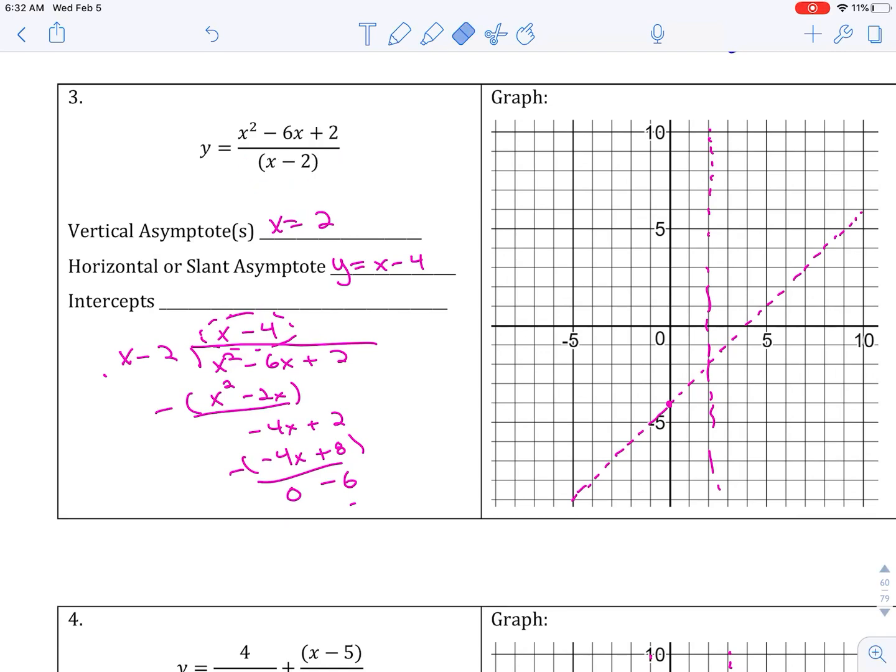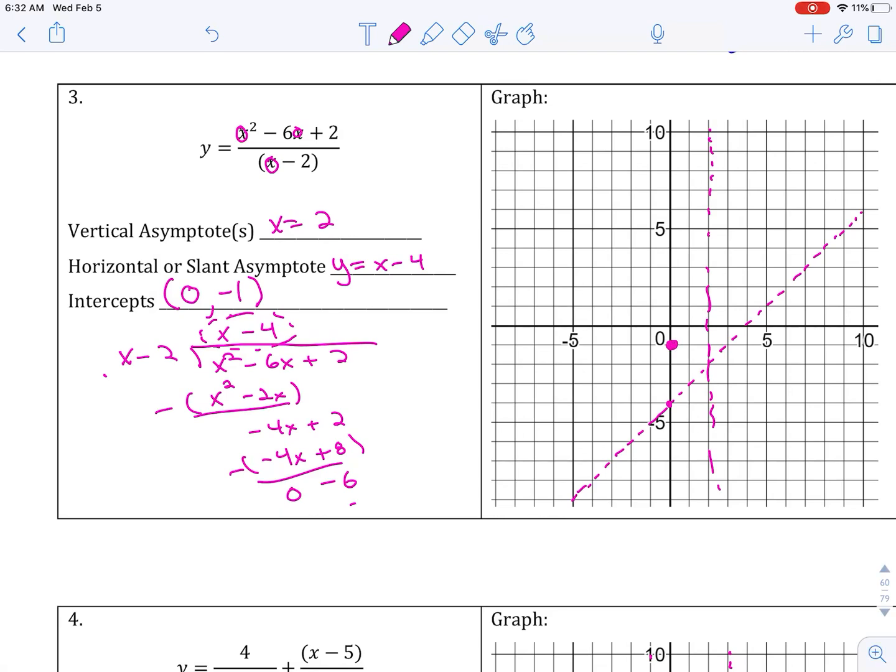Okay, the intercepts. So for the y-intercept, I need to make x equal to 0. So that would give me 0, that would give me 0, and I would have 2 over negative 2. So when x is equal to 0, y is equal to 2 over negative 2, which is negative 1.